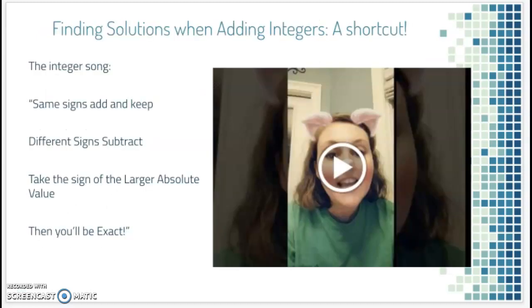By now, you may have noticed a pattern. We're not going to ask you to use a number line for every question, so a shortcut is to sing the integer song. So your teacher probably is clicking on this video right now to help you sing the integer song.